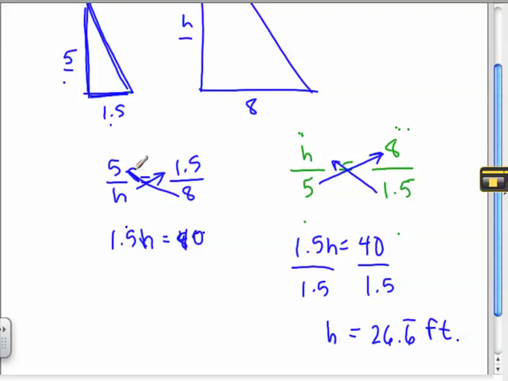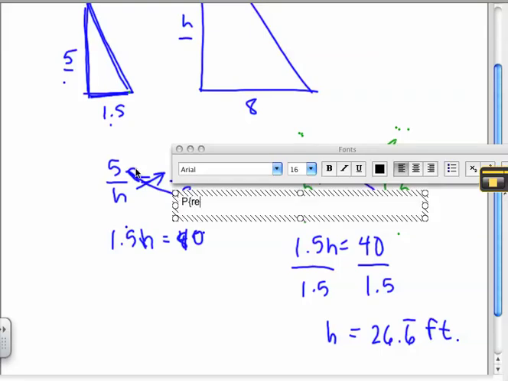Okay? All right, one last example before I let you go, and I've got to do this one. So here we go.